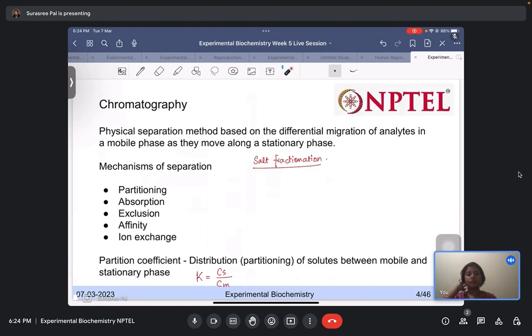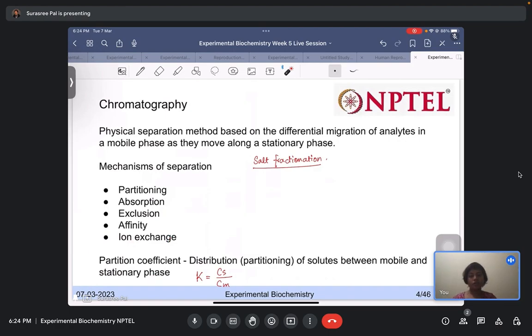Now there can be several mechanisms of separation. It can be partitioning, adsorption, exclusion, affinity, or ion exchange. We will discuss these modes of separation. But first let's talk about the partition coefficient.